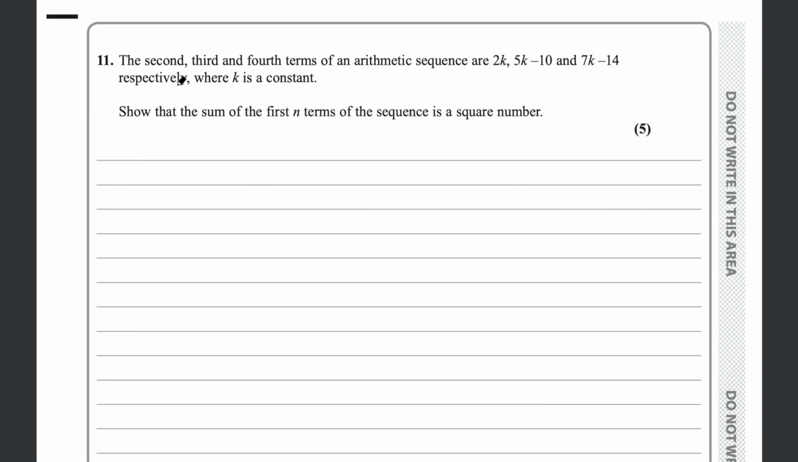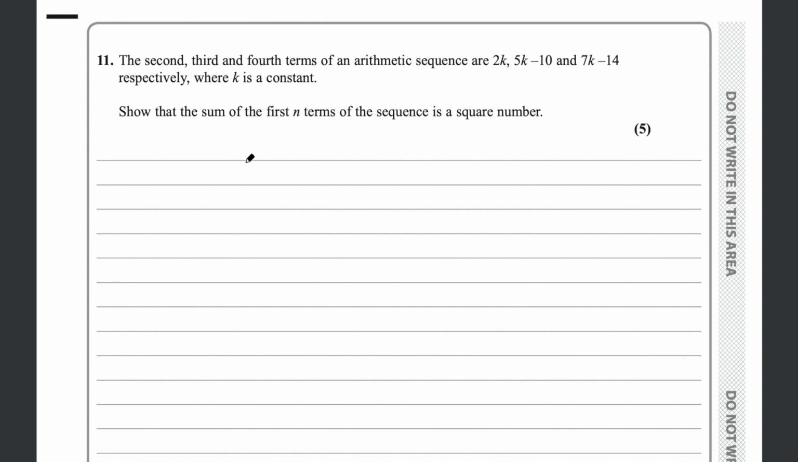Question 11 says the second, third, and fourth terms of an arithmetic sequence are 2k, 5k take 10, and 7k take 14, respectively, where k is a constant. Show that the sum of the first n terms of the sequence is a square number. Okay, nice to get a less wordy question. Those wordy questions get a bit tiring after a while.